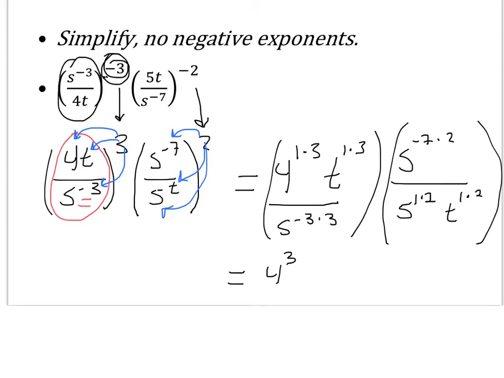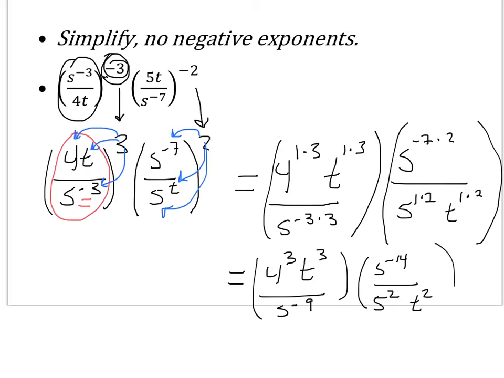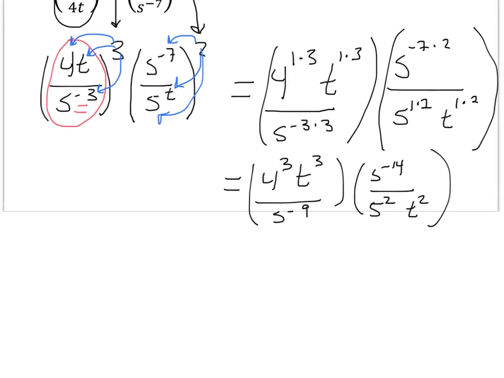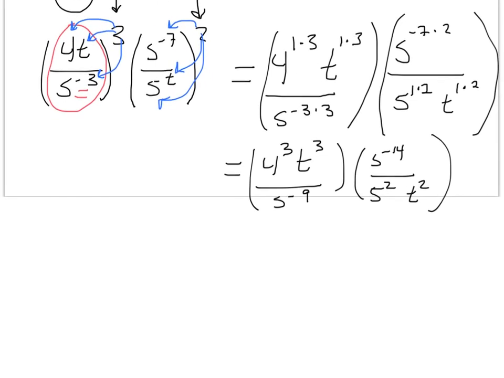So we have 4 cubed t to the third all over s to the negative 9th, and that's the one term. And then the next term, we have s to the negative 14th all over 5 squared t squared. Okay? So now I'm going to go ahead and look at common factors. So I have a t cubed here, and I have a t squared here. So if I have 3 t's on the top and 2 on the bottom, that means the 2 on the bottom are going to cancel out, and I'm left with just 1 t at the top.